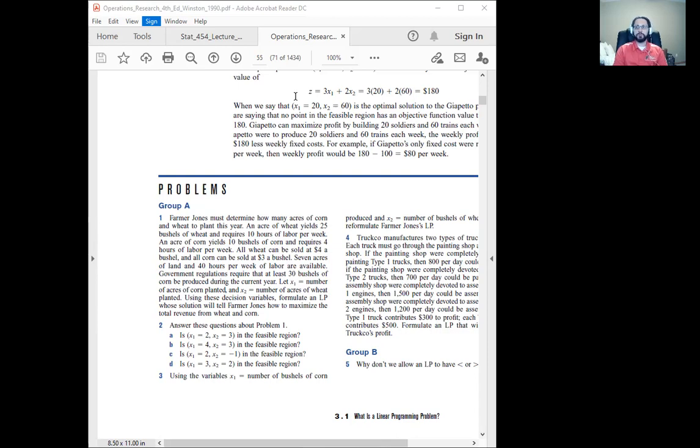Government regulations require that at least 30 bushels of corn be produced during the current year. Let x1 equal the number of acres of corn planted and x2 equal the number of acres of wheat planted. Using these decision variables, formulate an LP whose solution will tell Farmer Jones how to maximize the total revenue of wheat and corn.